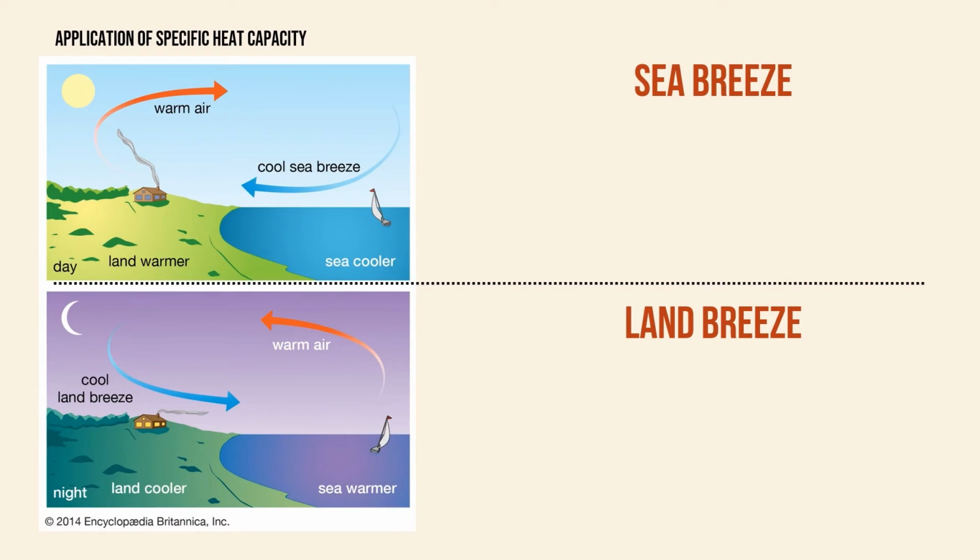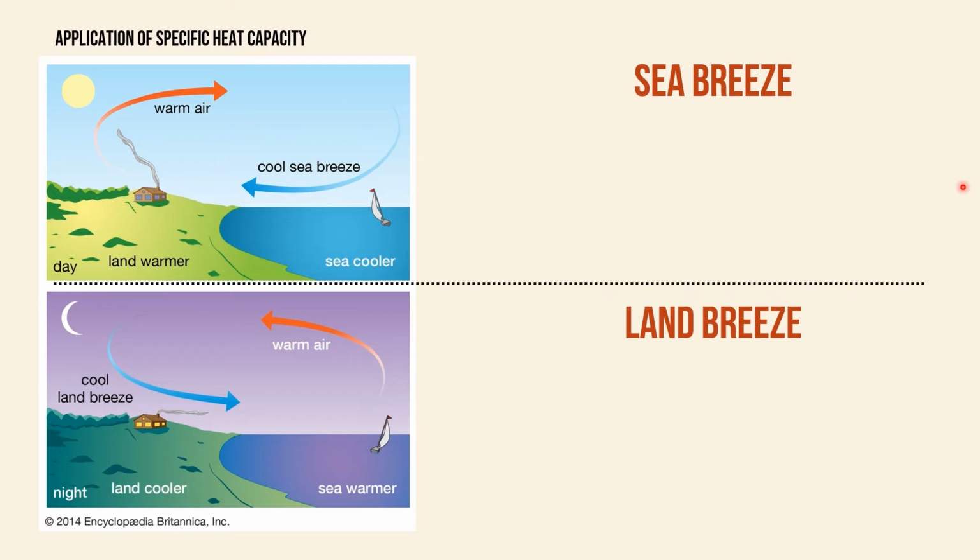Another very important application of specific heat capacity lies within nature, in a phenomenon called sea breeze and land breeze. Now, what exactly is sea breeze? Well, sea breeze refers to the wind that is coming from the sea, and land breeze refers to the wind coming from the land. So, what exactly are these two phenomena?